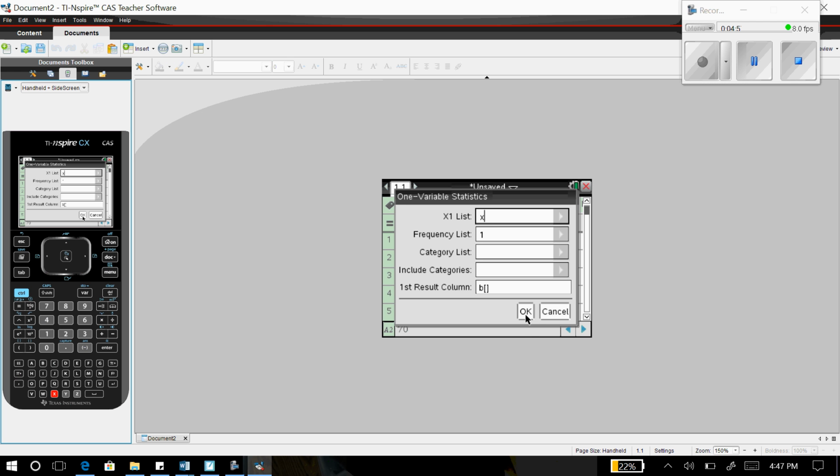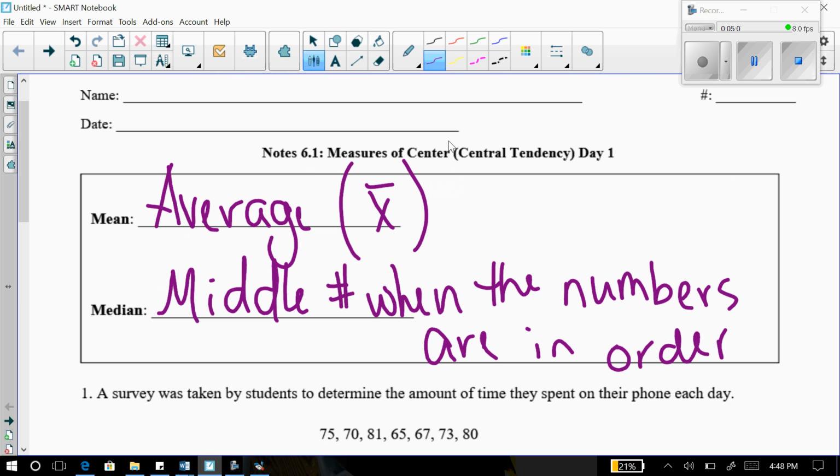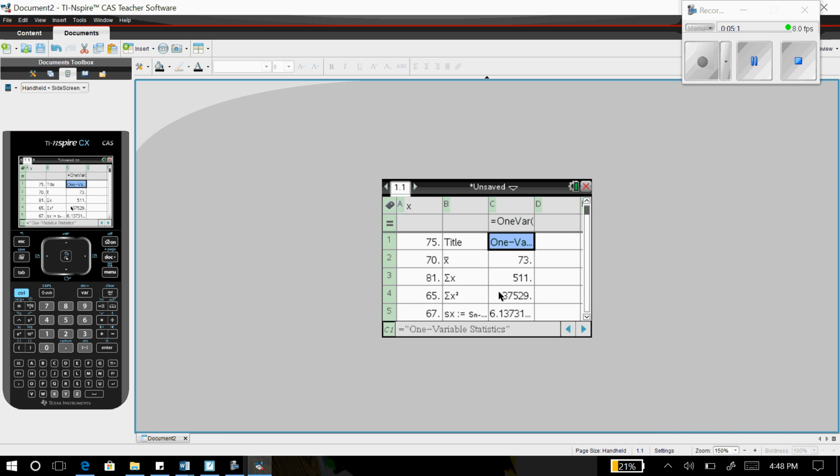And hit OK. All right. So the reason I had you write that X with the line over it up here is because that is what the symbol is for mean in my calculator. So the X with the line over it is our mean, which tells us our mean is 73.